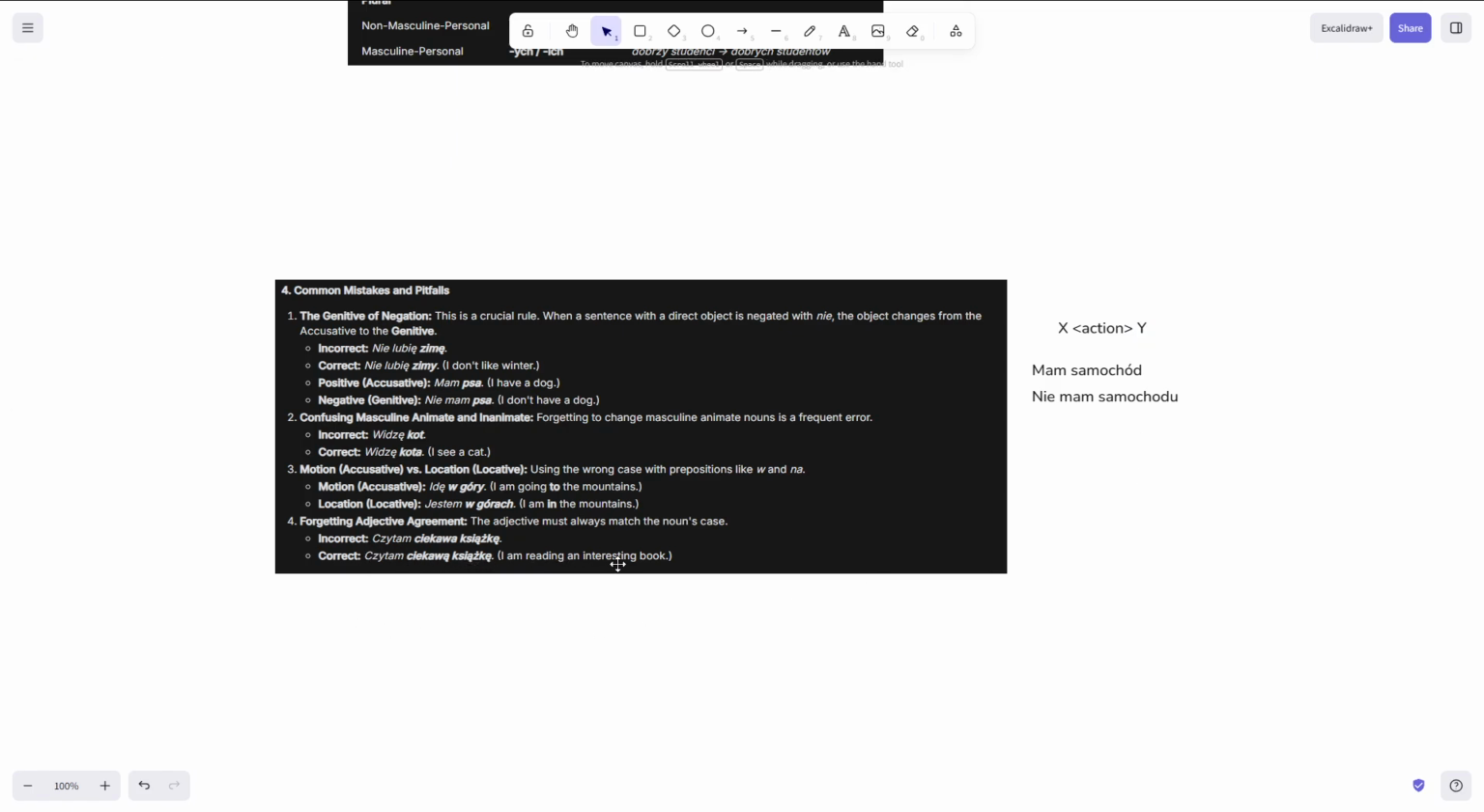I am reading an interesting book. I am reading a book. Okay, so it is that formula, X action Y, so book needs to be in accusative. So what if I wanted to say that I am reading an interesting book? Well, since Y is in accusative, that means interesting also has to be in accusative. There you go. That's how you can figure it out, okay? So, the adjective follows the noun's case, okay?